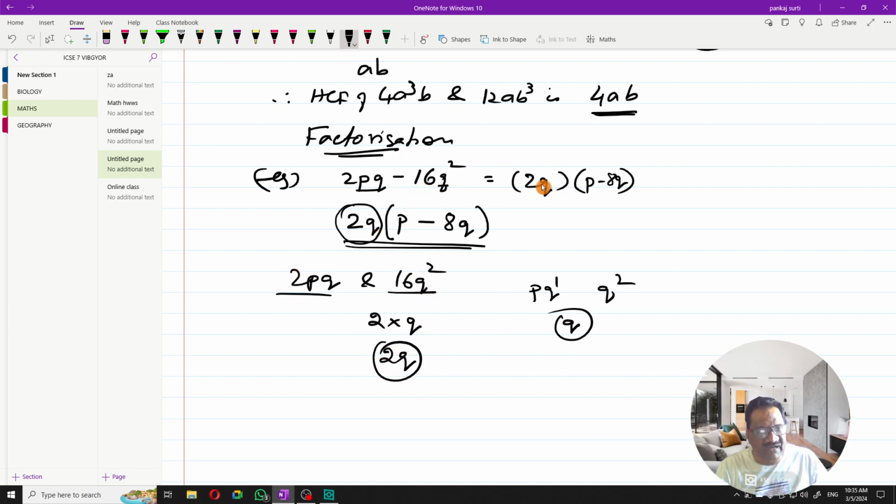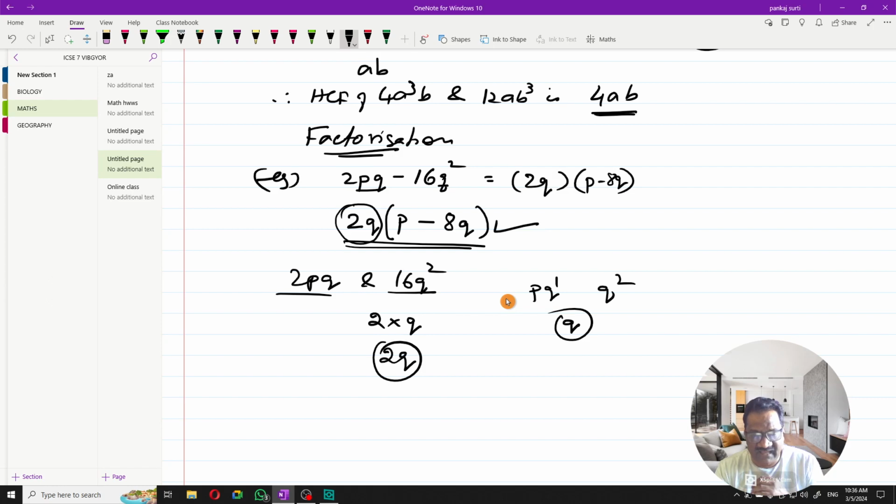That HCF I took common out, and then what is remaining in the bracket, that I found out. So I got two factors in the form of 2q and p minus 8q. This is the factorization of this particular expression. So I hope you are getting a proper understanding of what is factorization instead of just doing it without knowing much, just because the teacher told you to do it this way. Okay, that is not sufficient. You should know a little more about what you are doing. Okay, so that really helps.